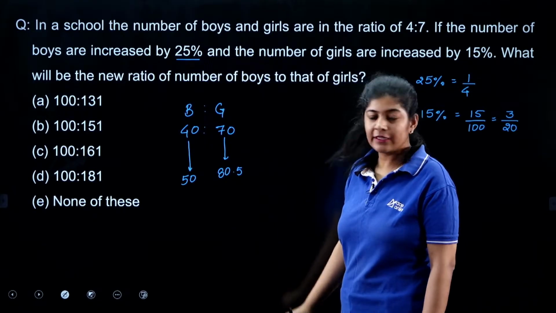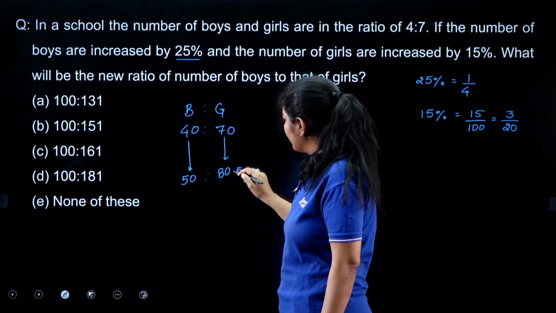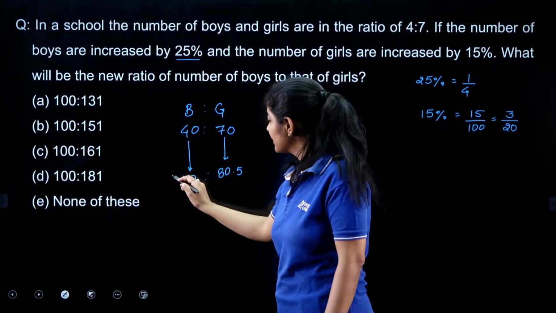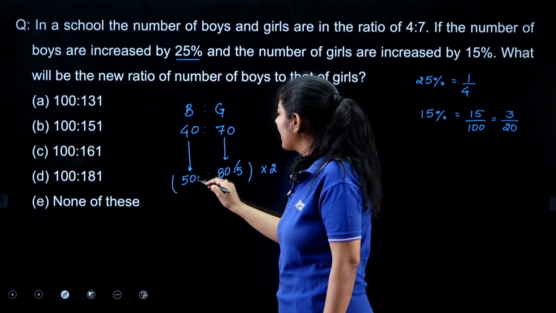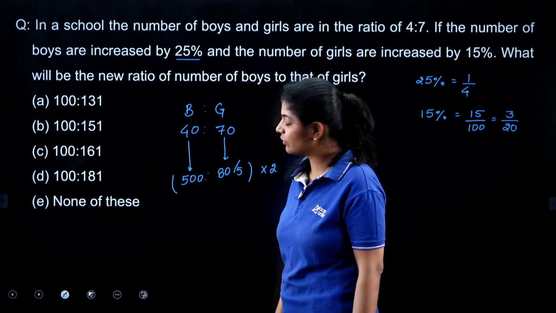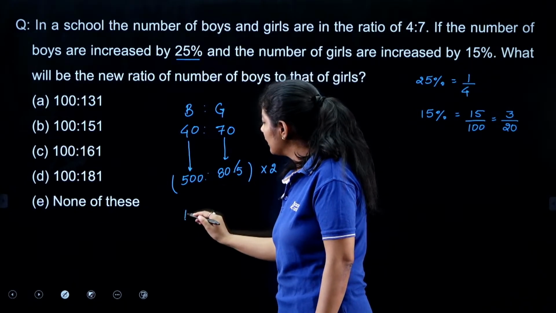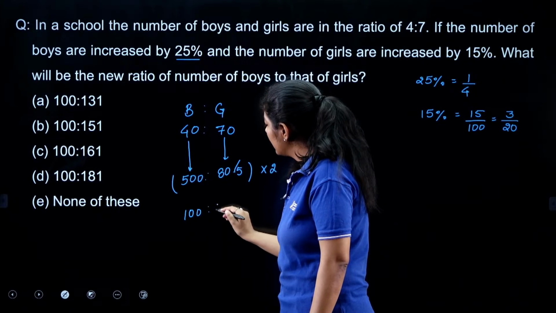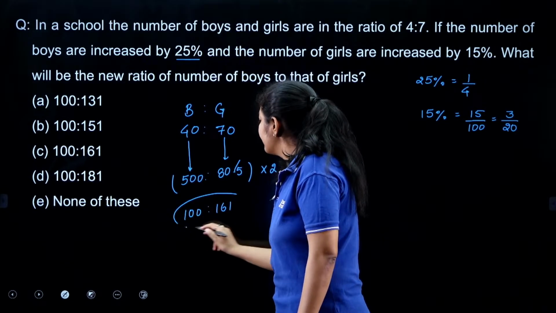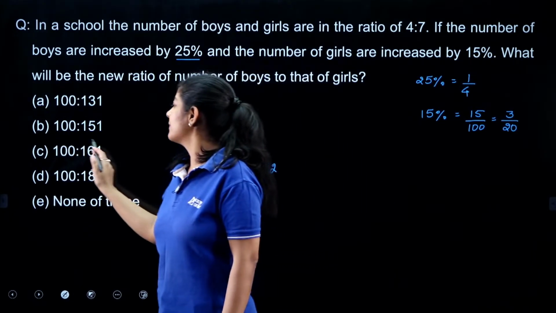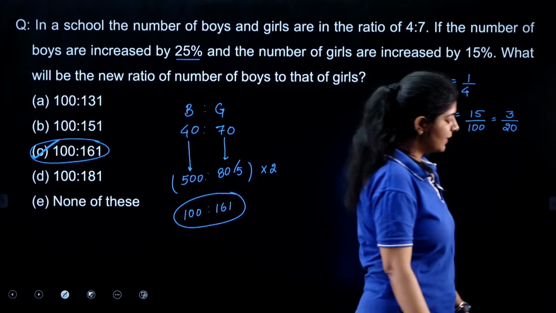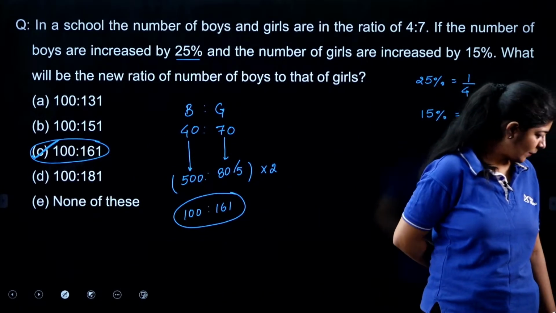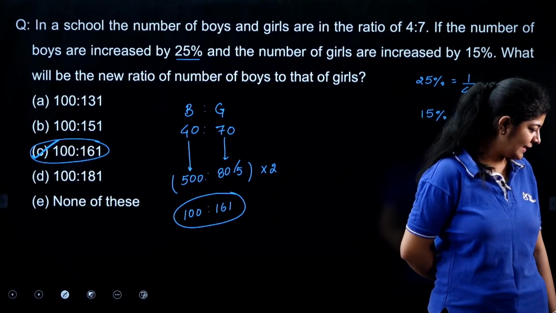Now we need to write down the new ratio. So just to eliminate this decimal, you can multiply this by 2, or you can eliminate it by putting 0 over here. These are the two options. So when you write it, you will get 100 to the ratio 161, which is mentioned in our option number C. That means option number C is the correct one. It's a very simple one.